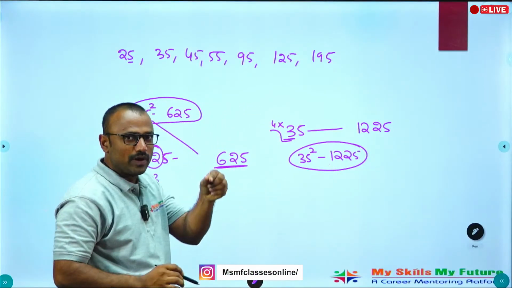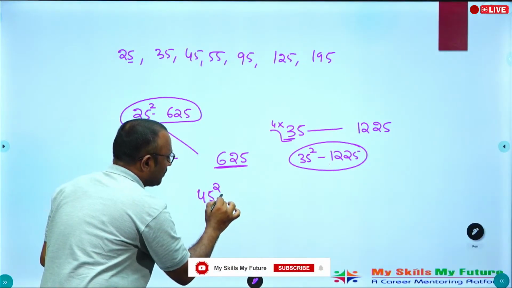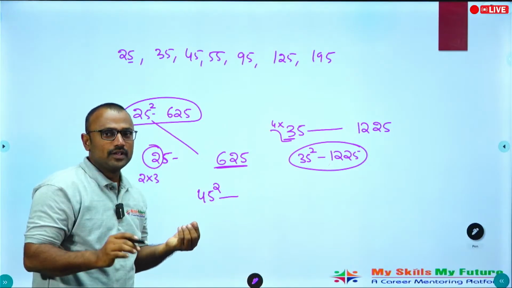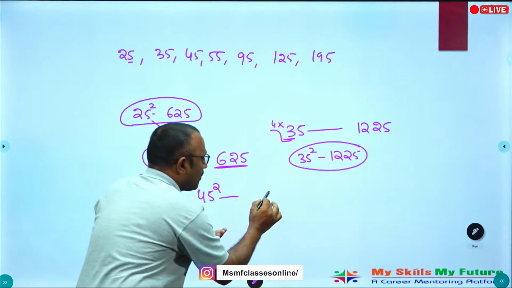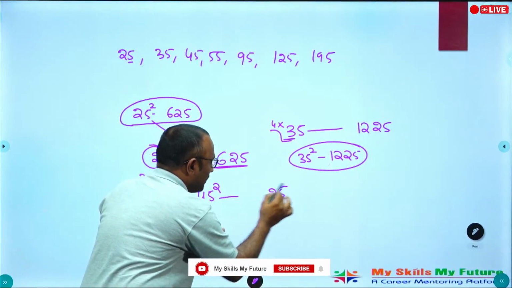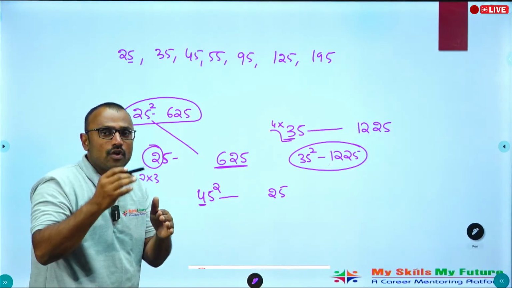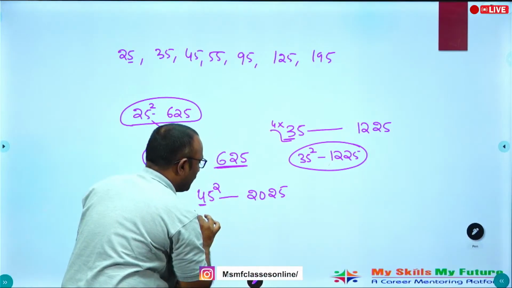For one more example, see here, 45 square. What is the unit digit of this number? 5. So 5 square is 25. What is the remaining number? 4. What is the next number of 4? 5. 4 into 5 is 20. So 45 square is 2025.